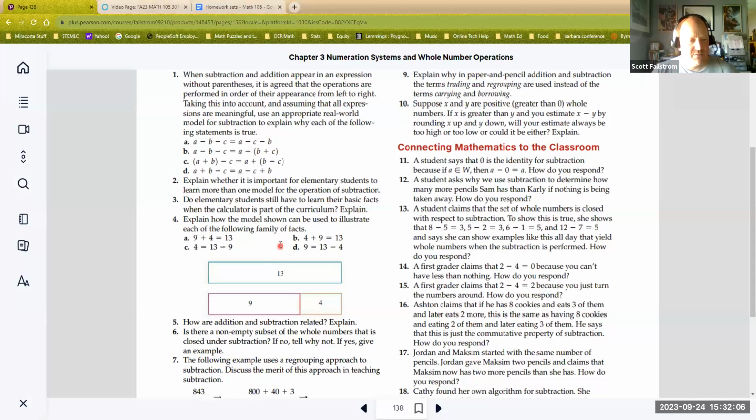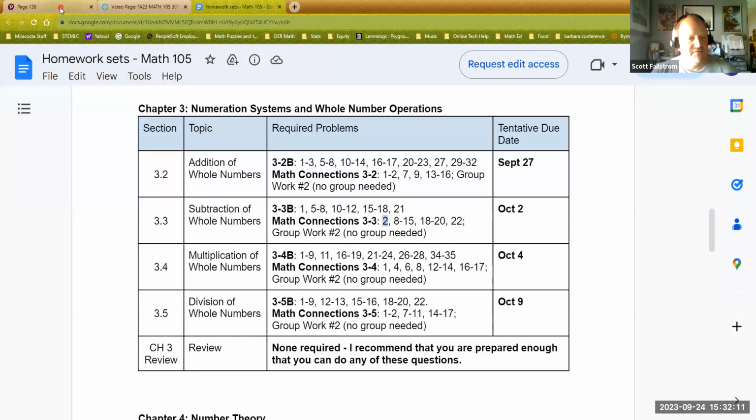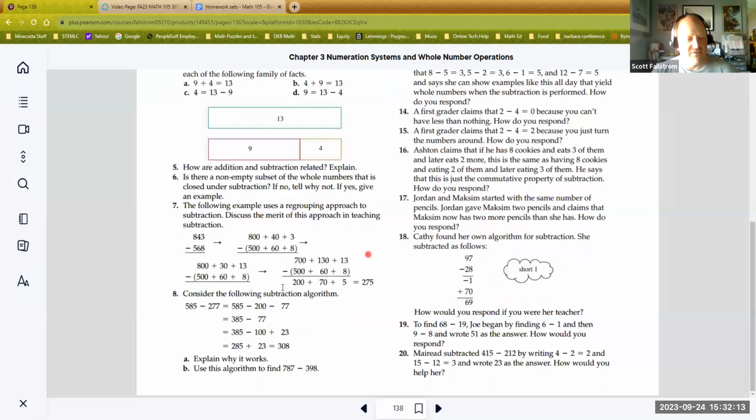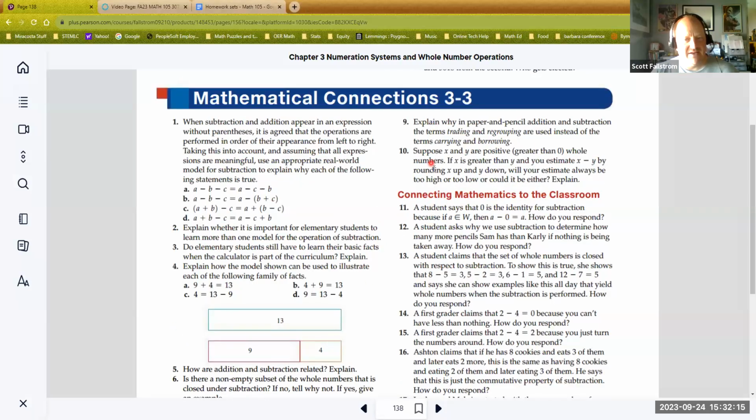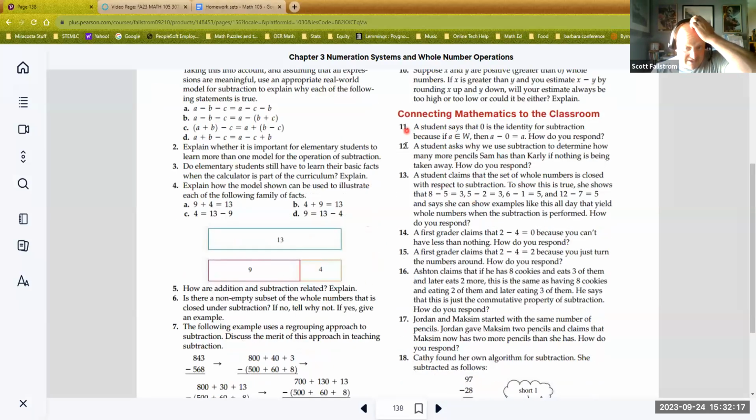All right, let's see here. What else do we have? 8 through 15. Okay, so there's a couple down here, 8 and 9 and 10. And then I'm taking a chunk out of the connecting math to the classroom. Remember, CMCs, they used to be called questions from the classroom. Now they're connecting math to the classroom.